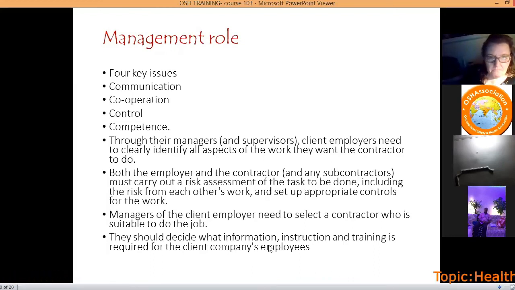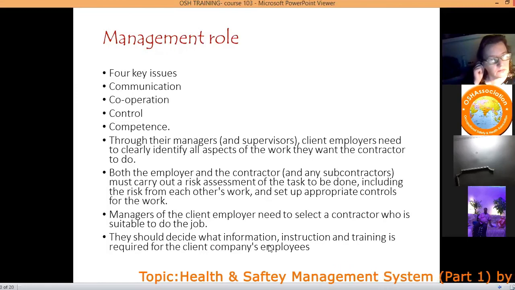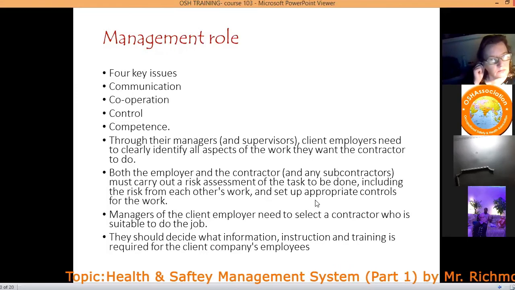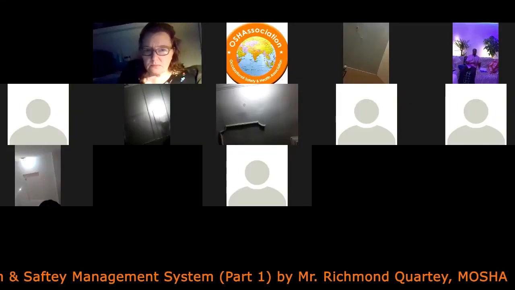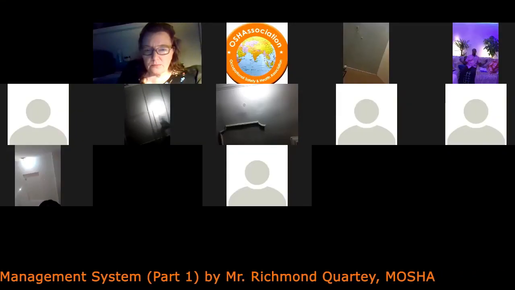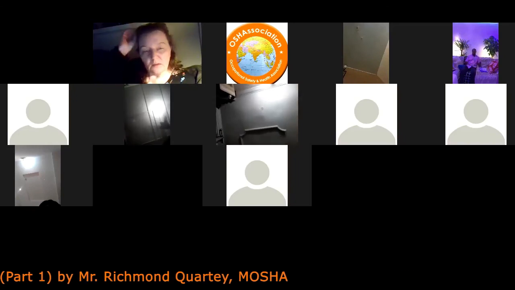I think we should take it down and the information should be cascaded. Health and safety is not something you keep in your pocket and don't share with people. As soon as you understand it, as soon as you know this is going to be helpful, you need to cascade it either to the management or to the lower cadre.